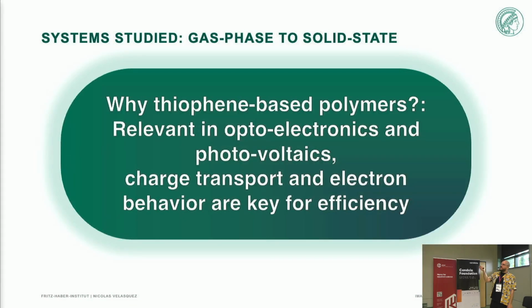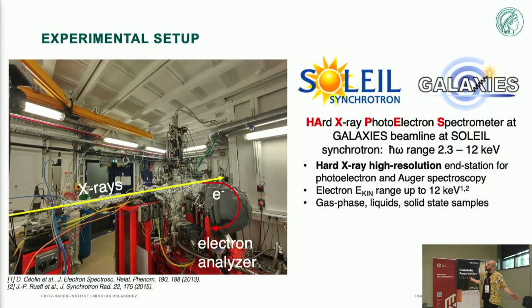So, and why these types of samples? Well, they're relevant in optoelectronics and photovoltaics, for example, solar cells, the screens on your smartphones, and charge transport, and in general electron behavior. It's key for efficiency.